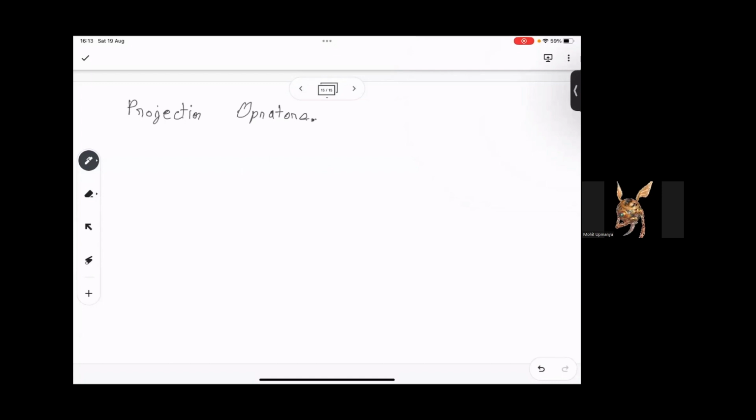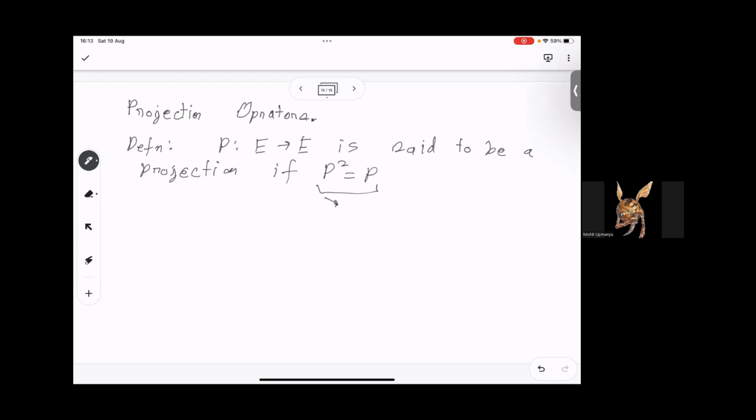Right. So a projection operator, definition. A map P from E to E is said to be a projection if P squared is equal to P. Now, a point to note is that immediately this constraint will say eigenvalues are 1 and 0 only, and nothing else, right? For basically every single fiber we will get this.